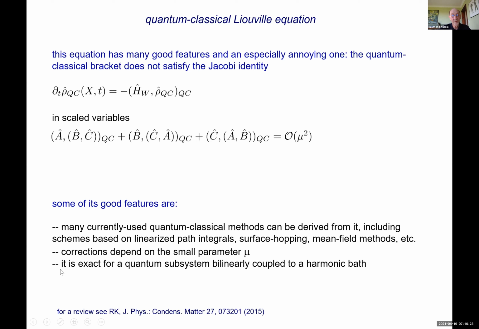And there's one other feature that I'm actually going to use in this talk later, and that is that the equation is actually exact for a quantum subsystem bilinearly coupled to a harmonic bath, or a bath of independent harmonic oscillators. And so that means that it provides a very nice way to test algorithms, but it also will allow us to look at some features here without worrying about some of the issues that exist here, because since it's equivalent to exact quantum mechanics, then it's simply another way of viewing the dynamics.